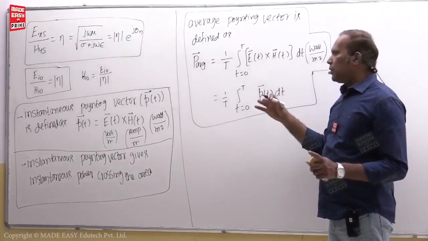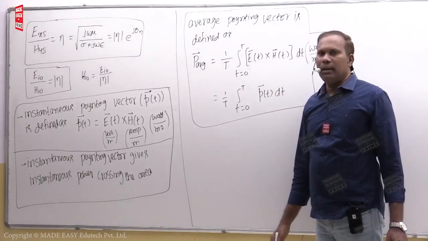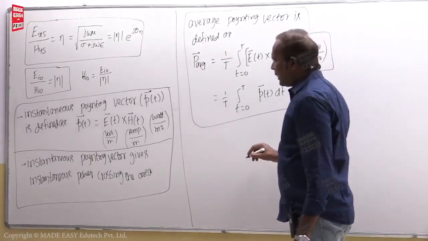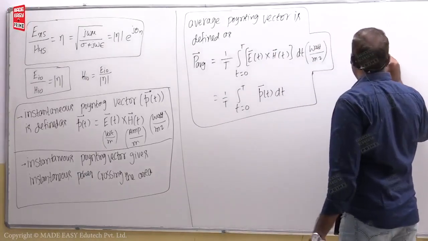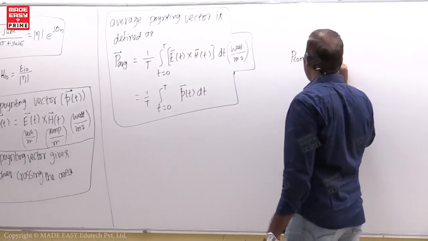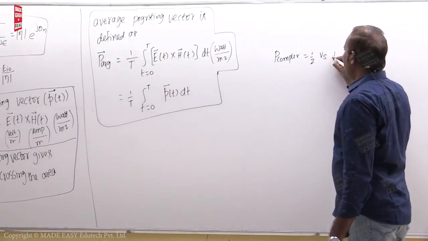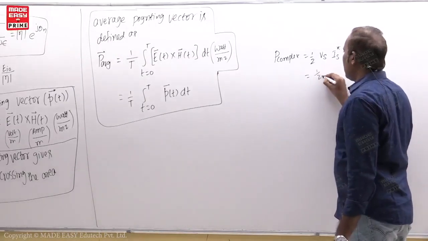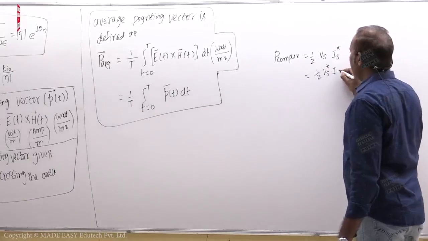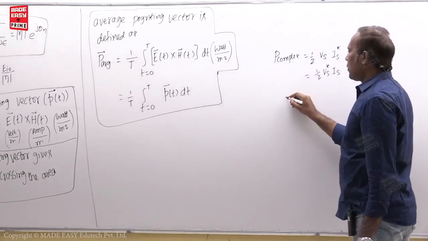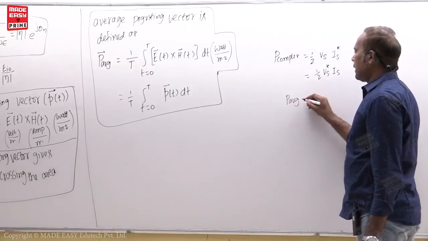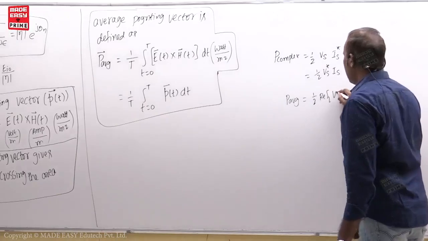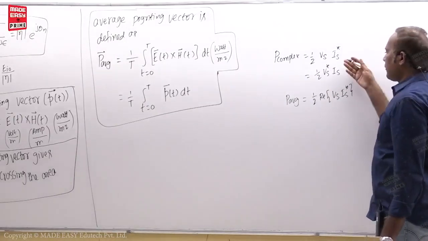In phasor domain also, these Poynting vectors are defined similar to the network theory. Here in network theory, for example, complex power is defined like this: half into voltage phasor multiplied with the current phasor complex conjugate, or otherwise half into voltage phasor complex conjugate into Is. Now, real power, or otherwise average power, is defined as half into real part of Vs Is star. It is defined like that.